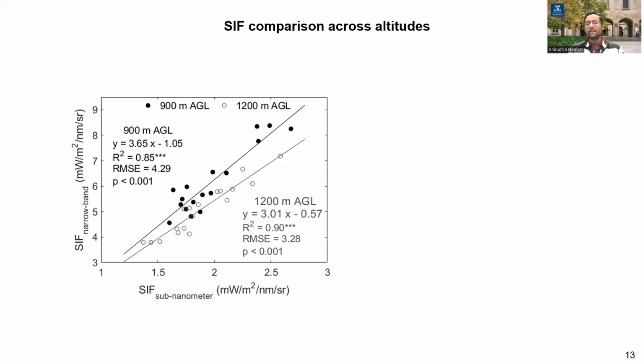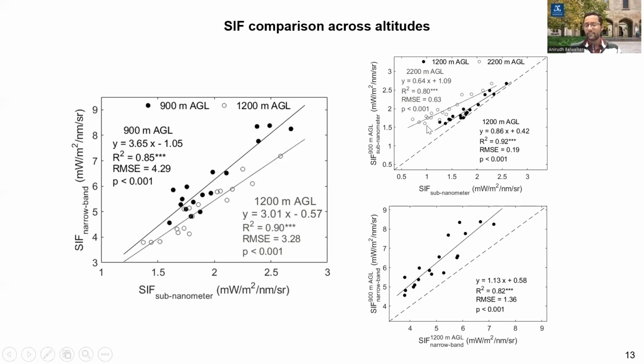Similar results were obtained when SIF at different altitudes was compared from the same hyperspectral imager. The top figure shows the SIF at 3 different altitudes from the sub-nanometer, and the one below shows it for the narrowband imager. Strong correlations were obtained across all the different altitudes. However, as shown in the previous slide, with altitude, the SIF values tended to decrease.